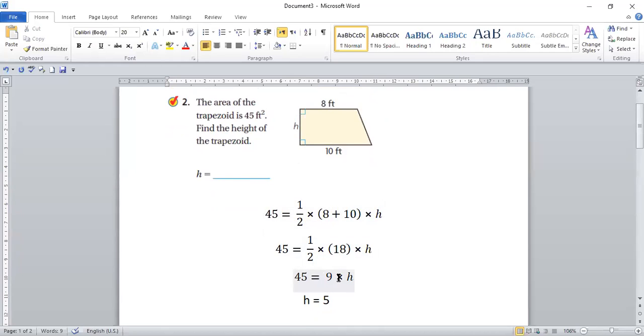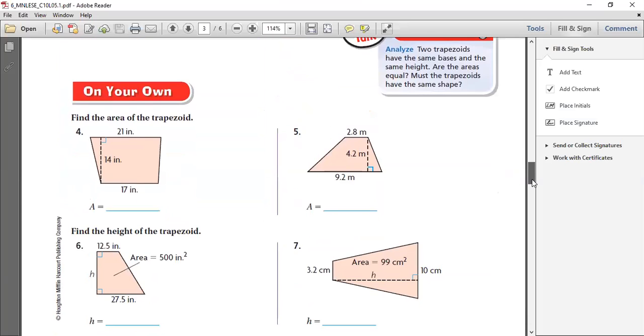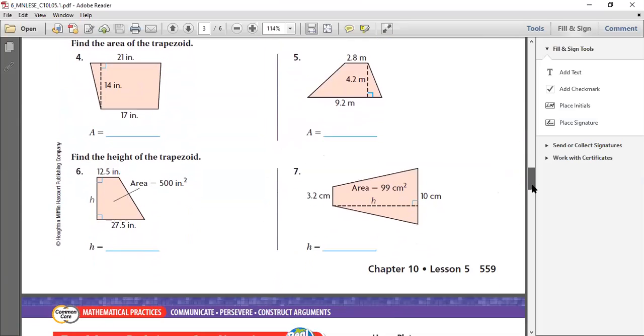Why did we divide 45 by 9? Because it's multiply. So to find h, we have to do the opposite of multiply. Opposite of multiply is divide. So 45 divided by 9 will give you 5. And the unit is feet, because the base is given to be in feet. So the height also has to be in feet. I hope you understood this part. So let's move to question number 6. So let me do this question for you.